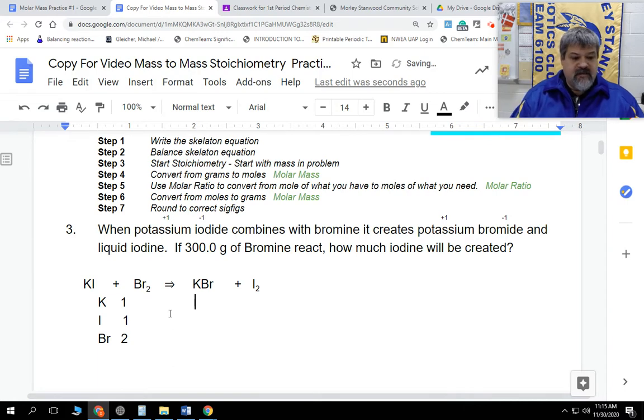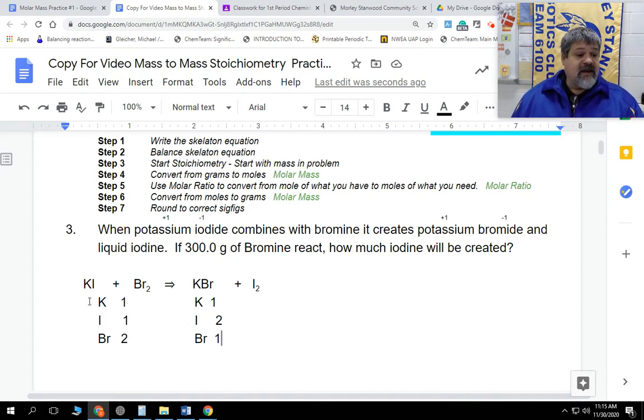I have potassium, I have iodine, and I have bromine. So I have 1 potassium, I have 2 iodine right there because of the subscript, and I have 1 bromine. So I can't start with my potassium, but I can start with my iodine or my bromine. It doesn't matter which one we start with. So let's start first with our iodine.